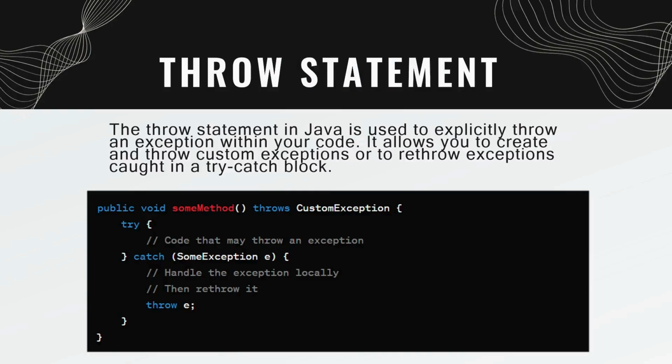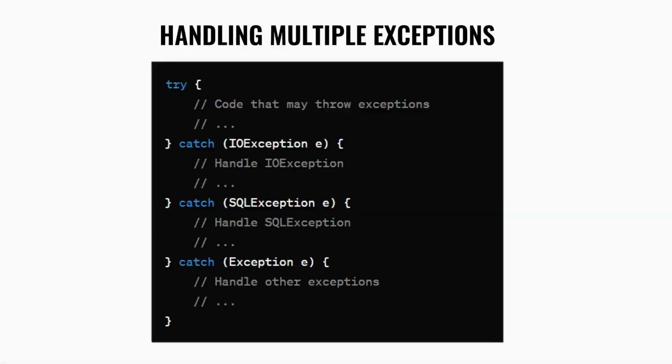The throw statement in Java is used to explicitly throw an exception within your code. It allows you to create and throw custom exceptions or to rethrow exceptions caught in a try-catch block. In simple words, it throws the exception back to the calling method. It is usually used to throw a custom exception or specific type of exception based on your business requirements.